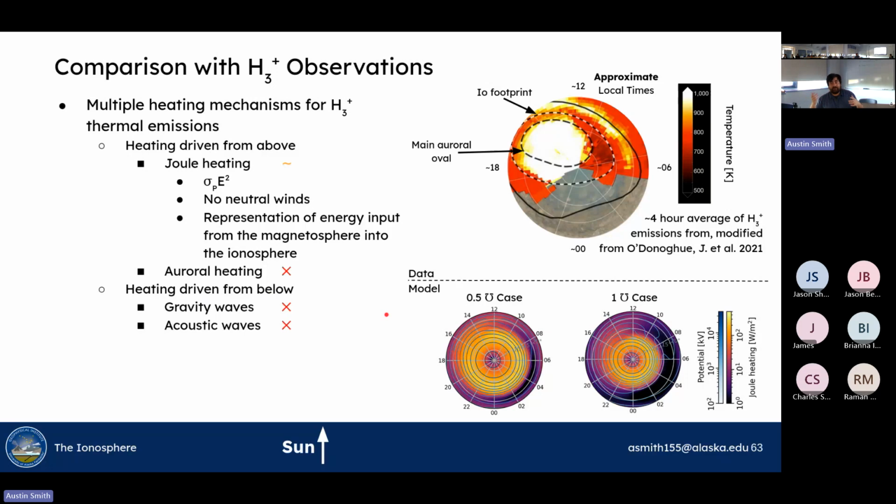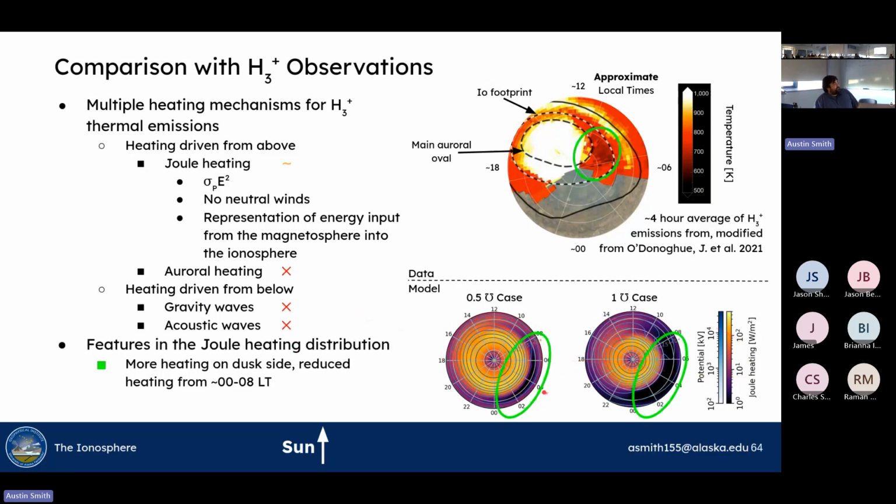And at Jupiter, there are these storms in the polar regions, which means that there can be acoustic waves and gravity waves coming from below that heat the H3+. So it's a rough approximation, but we can still make some comparisons between the Joule heating in the model and the observations. We see that there's reduced heating on the dawn side and this extended region of heating on the dusk side, which we see in the H3+ observations as well.